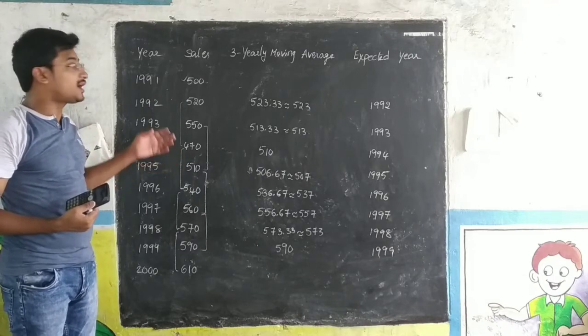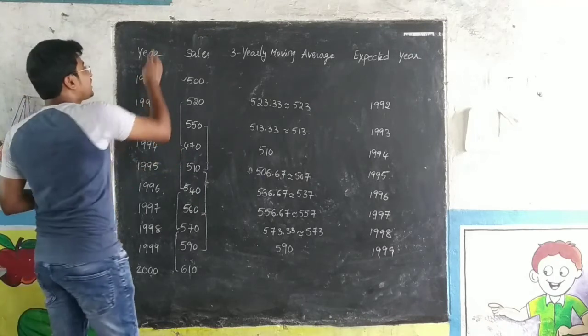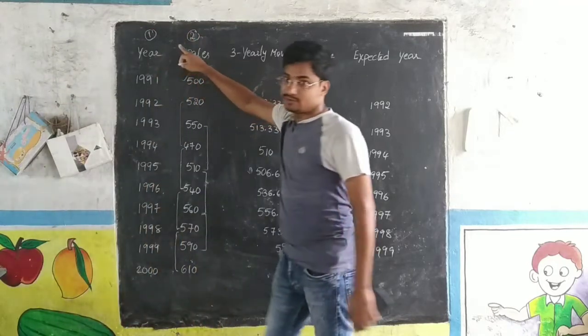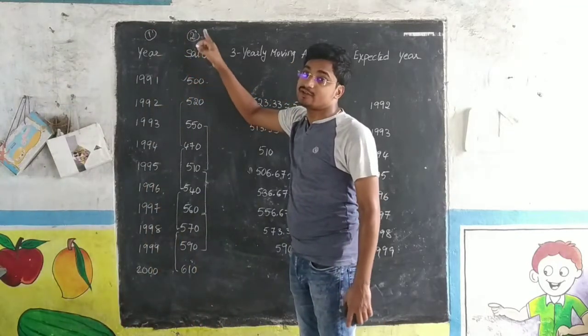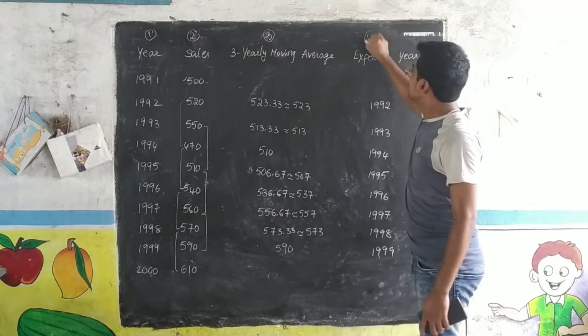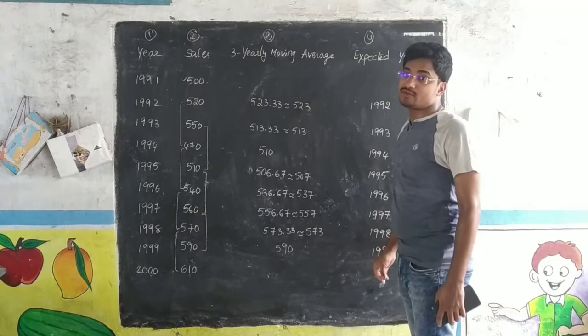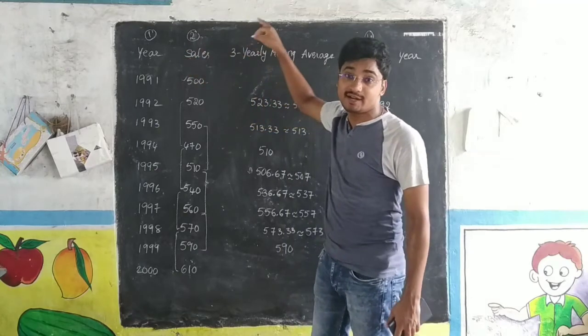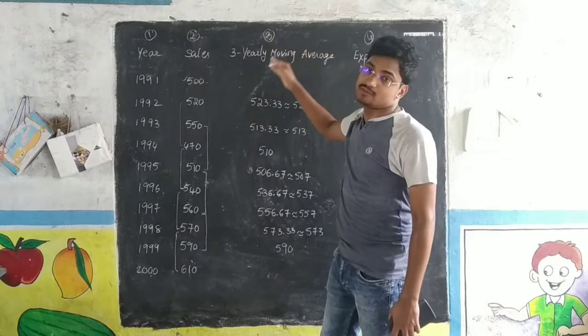First we have to draw a curve by using the first and second columns. After that we have to draw a trend line by using the third and fourth columns. Note it.